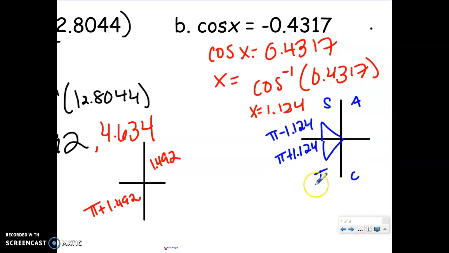I'm going to ignore that one because that's actually just a reference angle that I found. So go ahead and go back, type in pi minus. I'm going to do that in my handheld calculator. When I do pi minus 1.124, I get 2.018. And then pi plus 1.124 gives me 4.266. And those are my two answers.